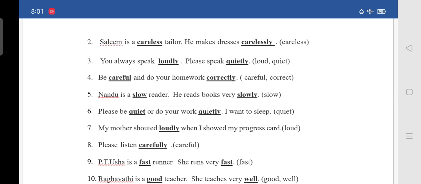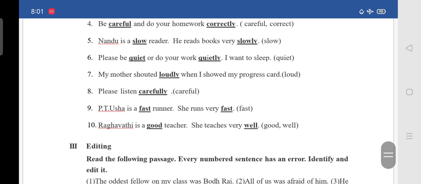Please listen carefully. Ninth. PT Usha is a dash runner. She runs very dash. In the bracket, fast. So what will you be writing here? We have already read that adjectives like good and fast can't be changed even in the adverb, isn't it? So what will we be writing here? PT Usha is a fast runner. She runs very fast.